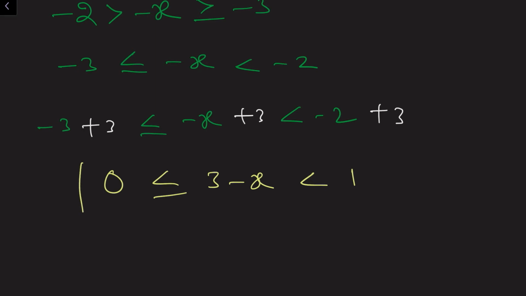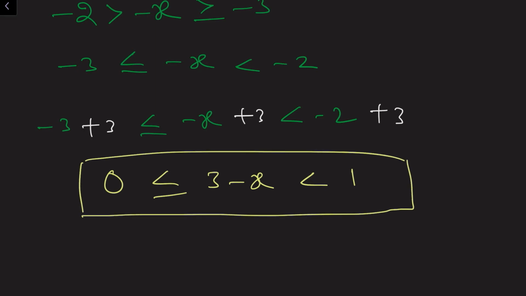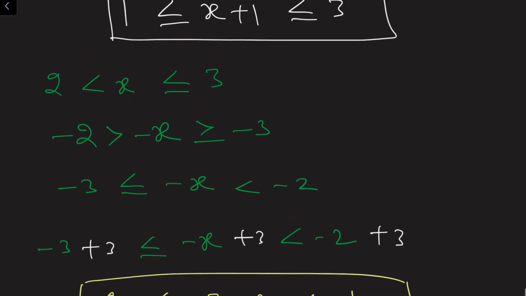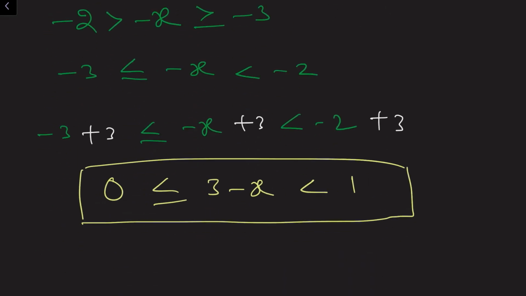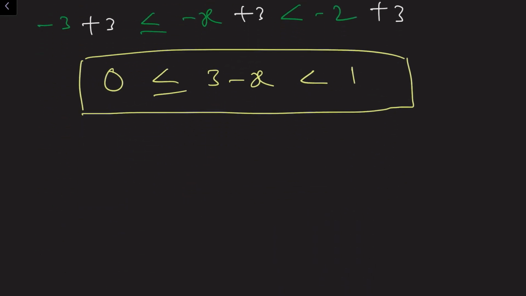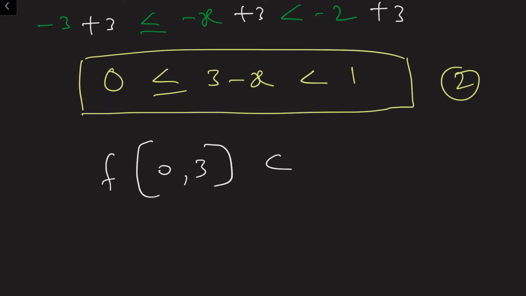This is the second equation. Now if we observe the first equation as well as the second equation clearly, in the first equation we have 1 less than or equals to x plus 1 less than or equals to 3, and in the second equation we have 0 less than or equals to 3 minus x less than 1. So from these two equations we can conclude that f of 0 comma 3 included is a subset of 0 comma 3. Then in this question he is asking to find the value of f of f.